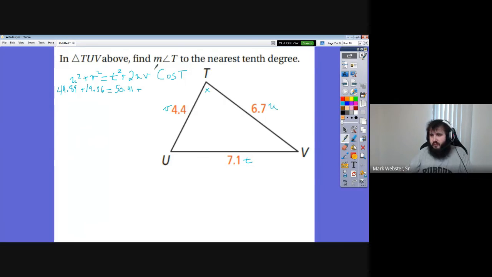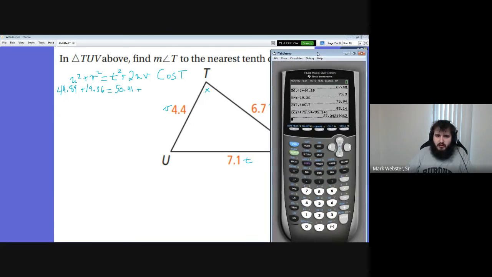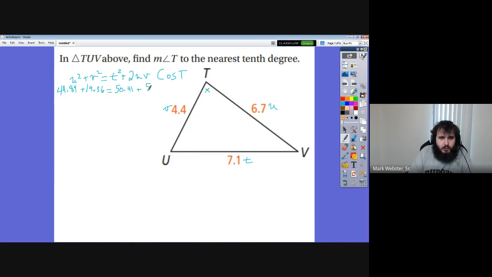2 times u times v. That's the only one that's new that I have to do. So let me do that one. So we got 2 times u times v, 2 times 6.7 times 4.4. That's 58.96. What I'm trying to find is angle T, so that stays put.